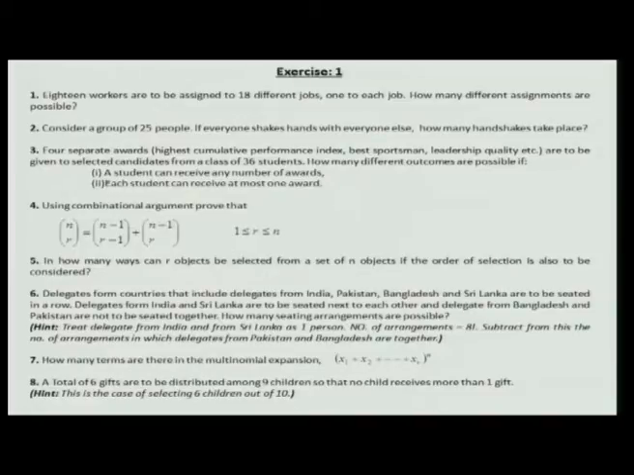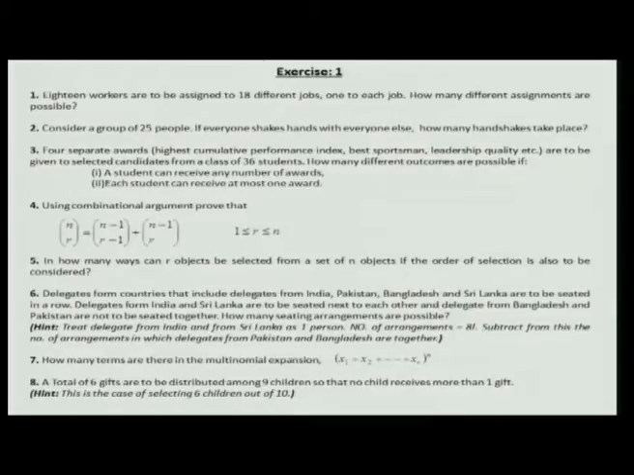Now, question 4 is interesting. Using a combinatorial argument, prove that n choose r, that means selecting r items from n items, is equal to selecting r minus 1 items from n minus 1 plus selecting r items from n minus 1 items. So, if you write down the expression for n minus 1 choose r minus 1 plus n minus 1 choose r, you can show that these two add up to n choose r, right.